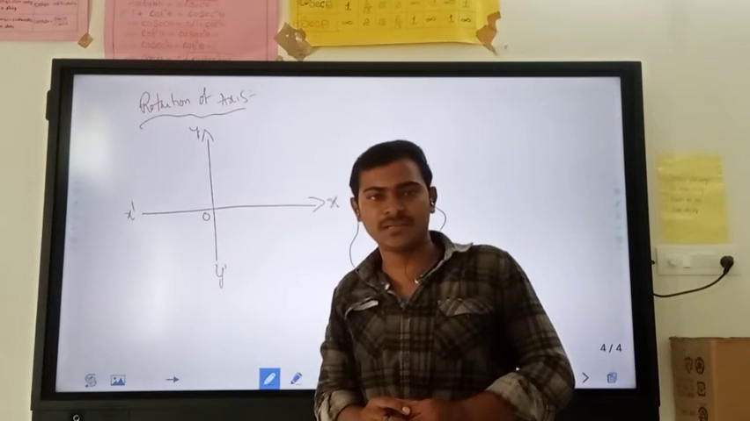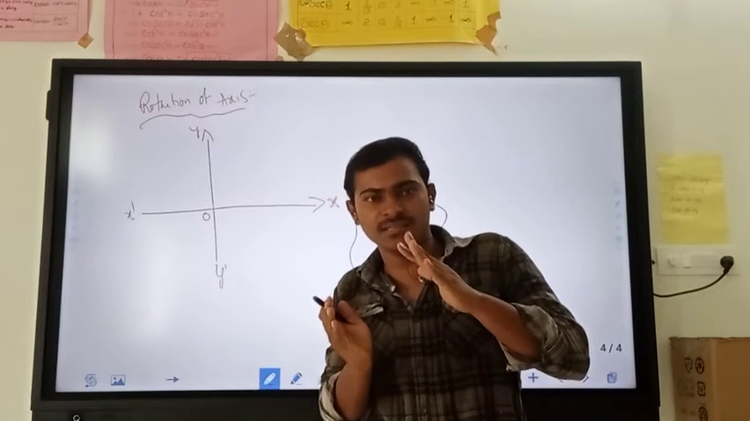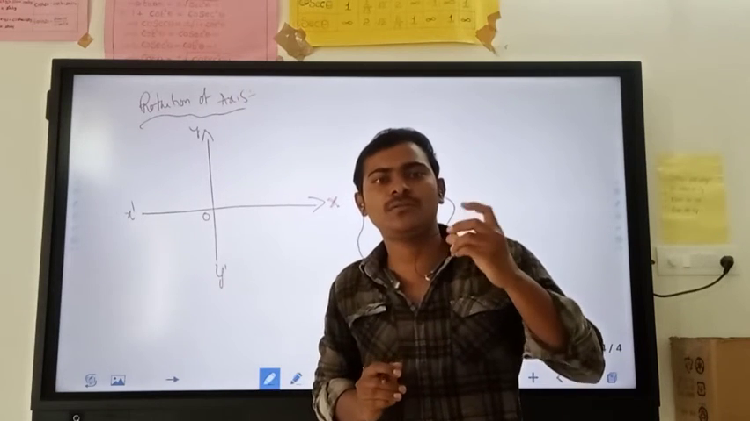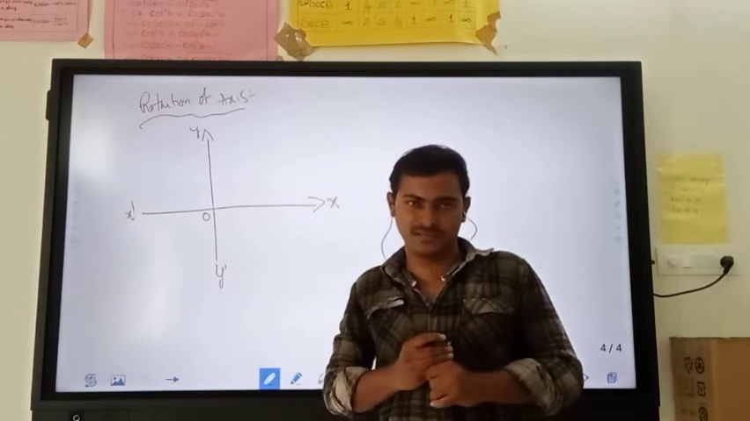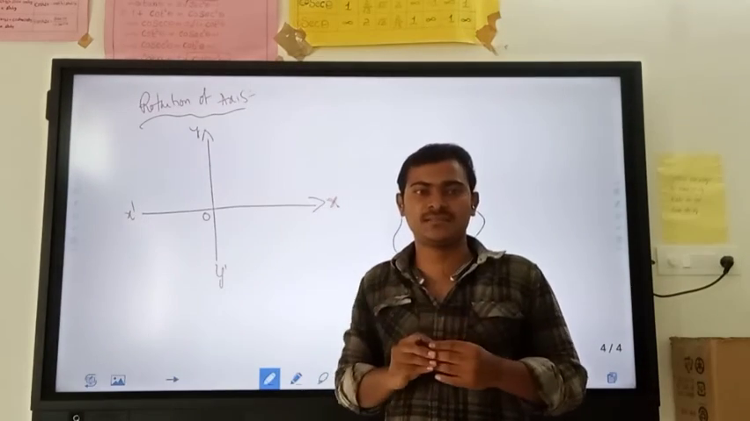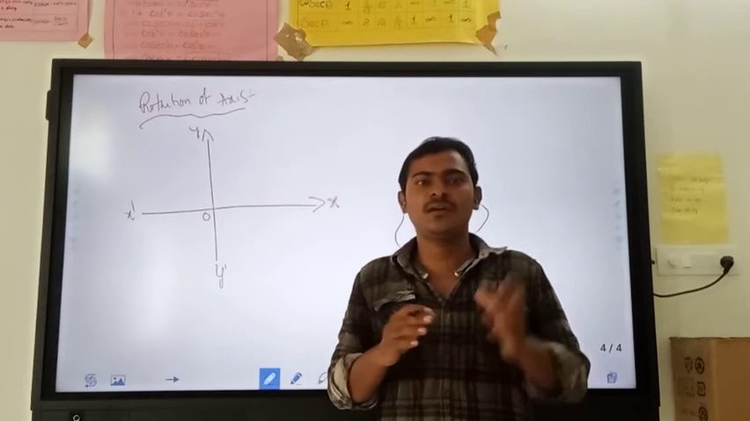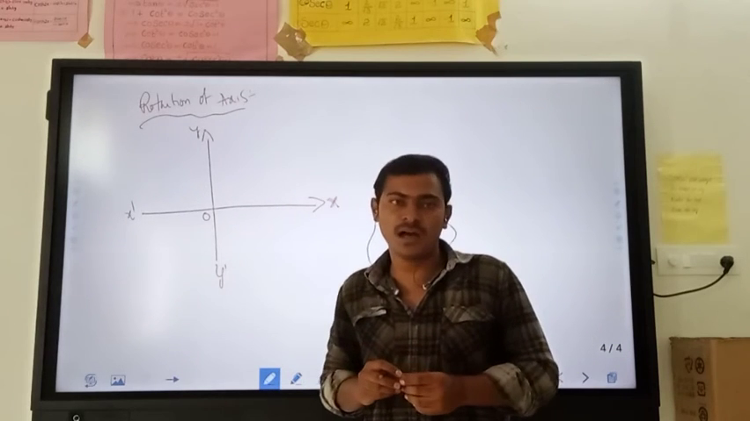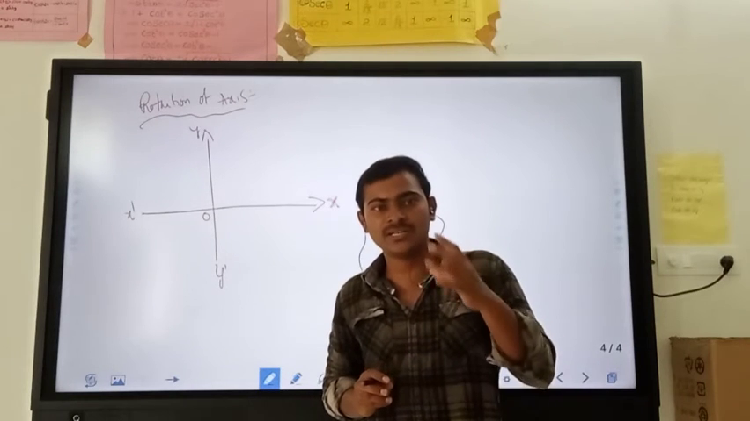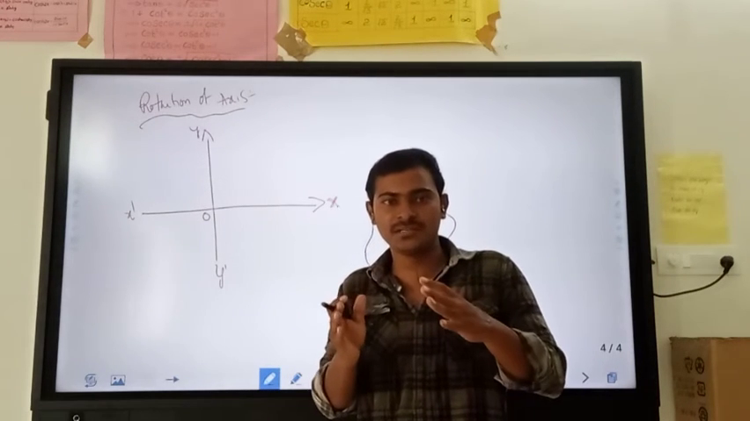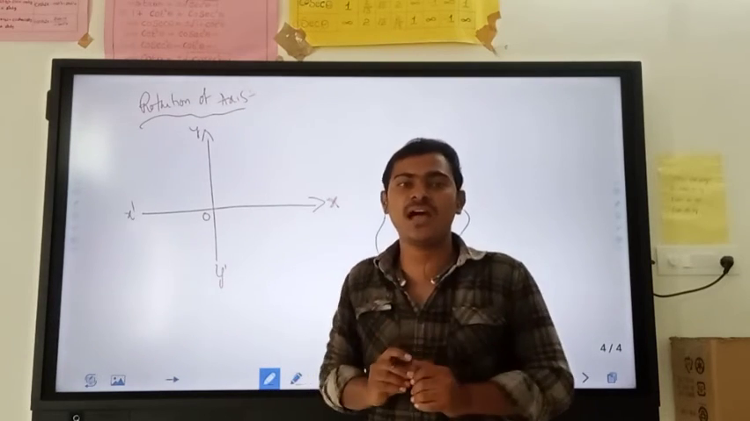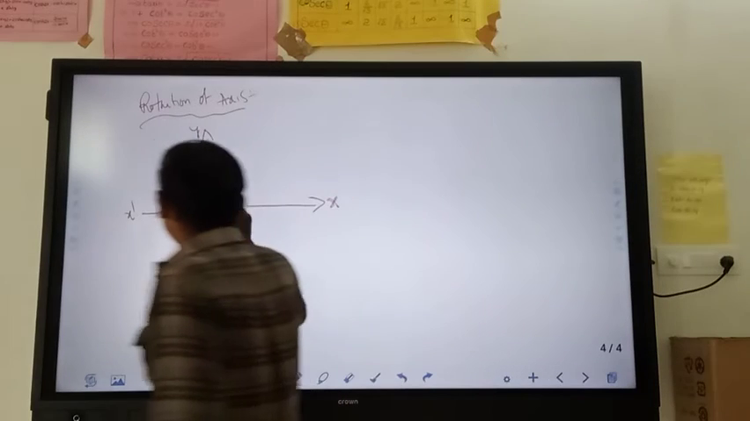Rotation of axis means to change the direction of the axis without moving the origin. Rotation of axis means rotating the axis without changing the origin. This is called a rotation of axis. So how are we changing it?